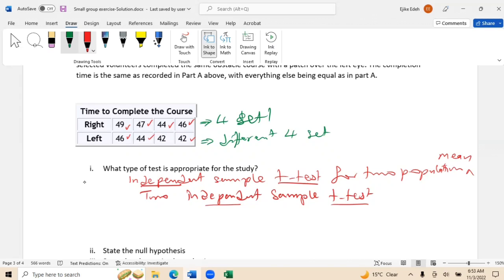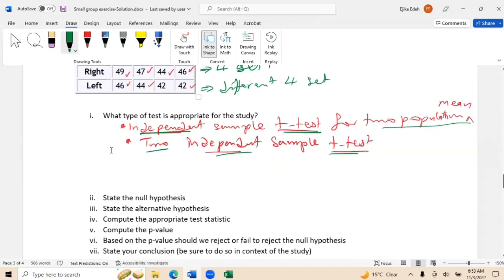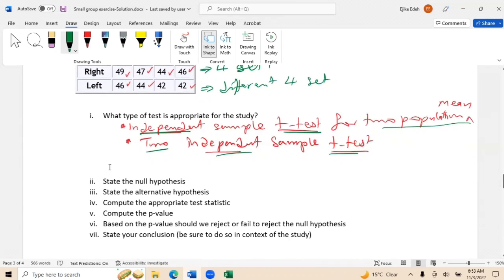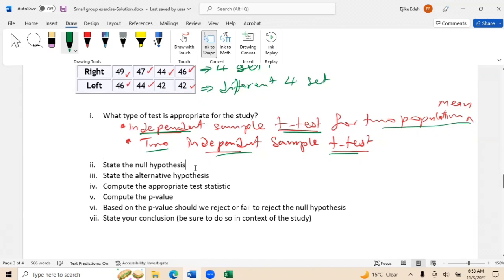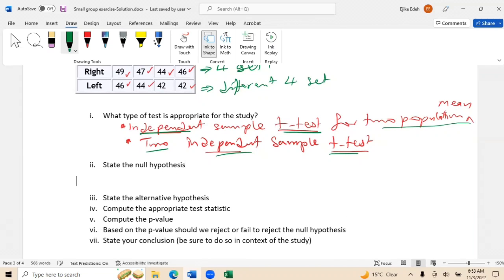And again, you could use any other format you see in the text, but it should contain the key thing. And the key thing is that you're conducting an independent sample t-test, or you can emphasize the word 2, independent sample t-test. And for completion, you can add for 2 population means, right? So say this in whichever way, but emphasize the key thing and you get the correct credit for that. Okay, so the next question is to state the null and alternative hypothesis.